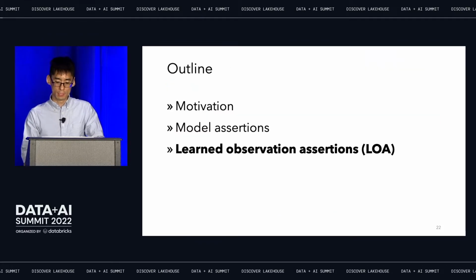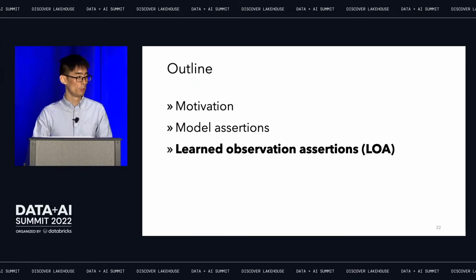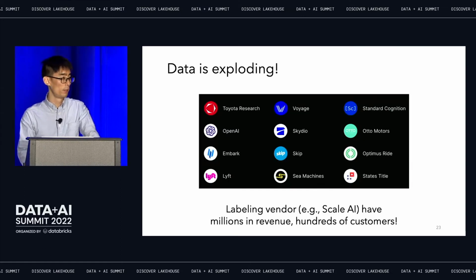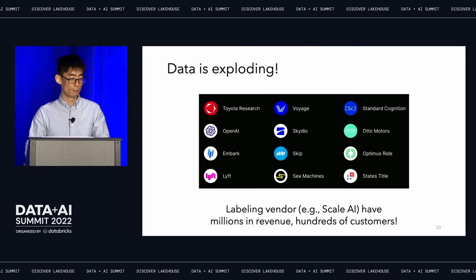So now that I've described how to use model assertions to find errors in ML models, I'll now describe learned observation assertions, which primarily focuses on finding errors in the human labels used to train these models. And if we look at how models are being trained today, the data that's used to train these models is exploding. For example, labeling vendors like Scale AI have millions in revenues and hundreds of customers, ranging from places like OpenAI to autonomous vehicle companies and others.